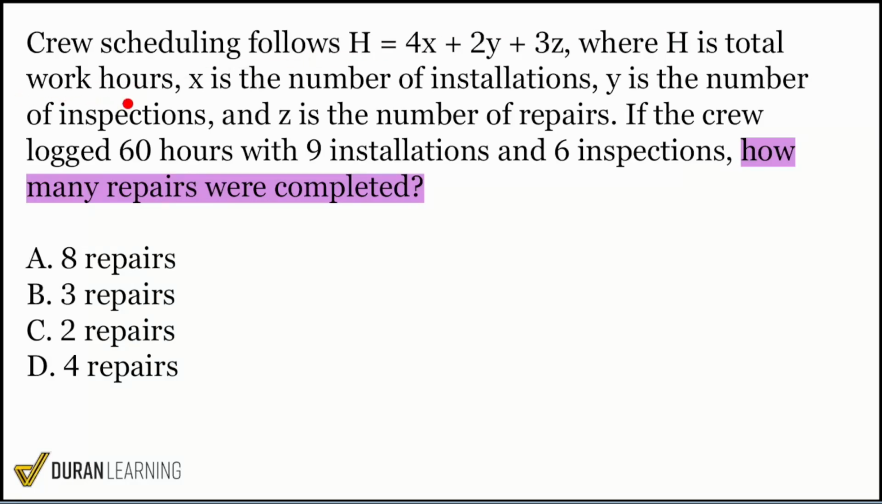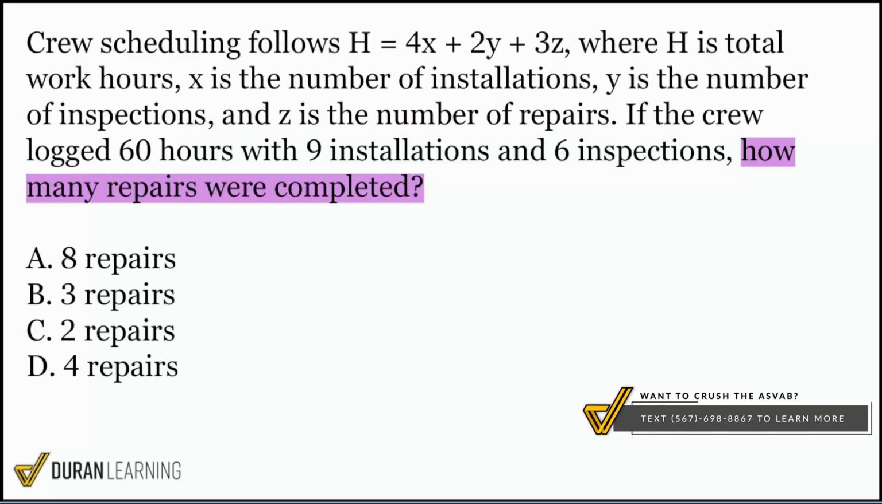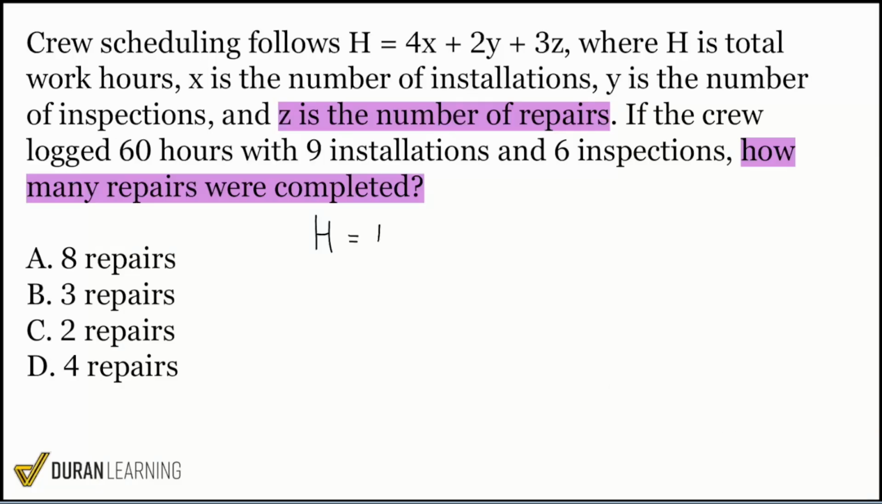H is the total work hours. That's not repairs. X is the number of installations. That's not repairs. Y is the number of inspections. That's not repairs. Z is the number of repairs. There it is. Z is the number of repairs. So I have what I need. I have H equals 4x plus 2y plus 3z. And I can be confident that this right here is what I'm looking for.